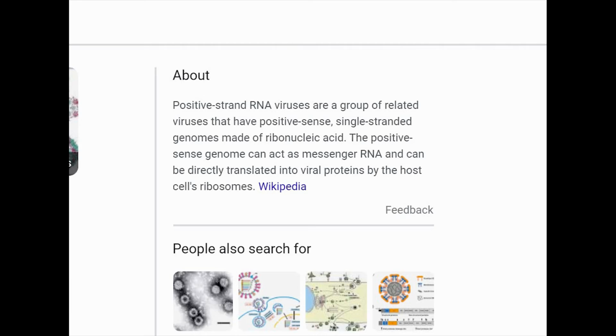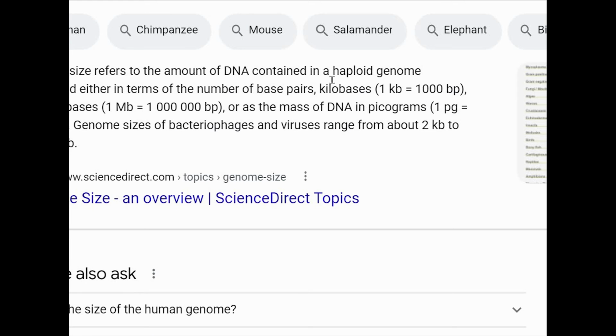Let's see the size. Okay, size is in base pairs, where 1 kilobase equals 1000 base pairs, or 1 megabase equals how many? 1 million base pairs. What is my base pair now? Do we know what is my base pair?